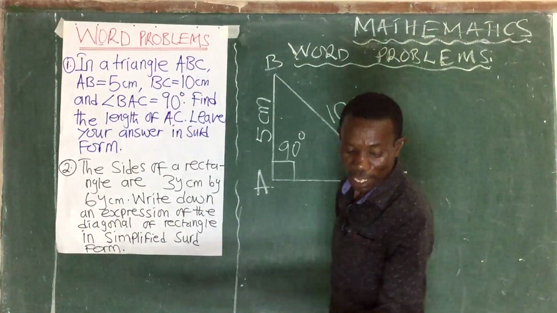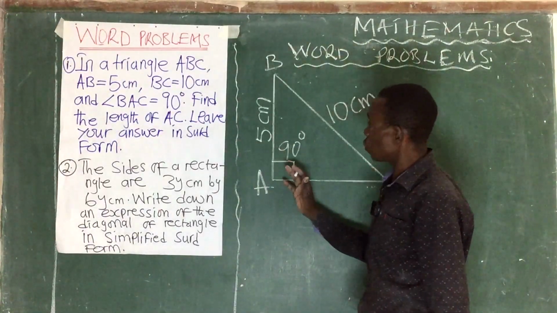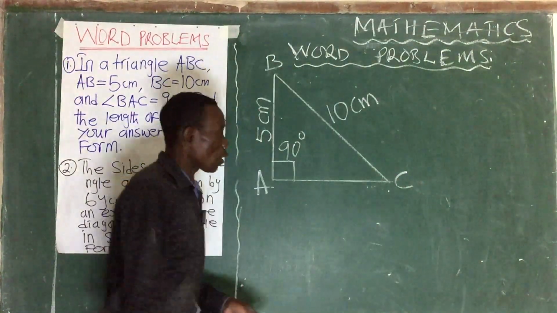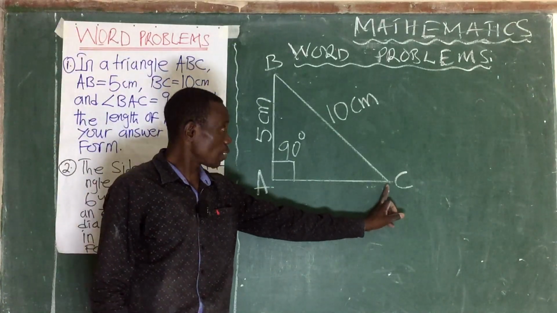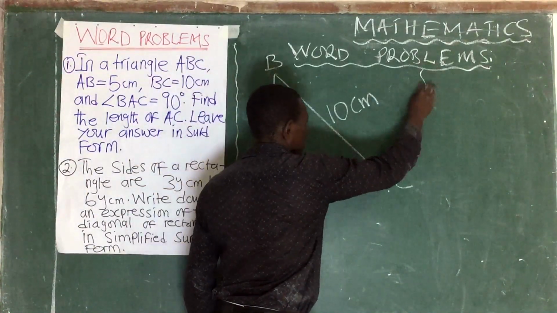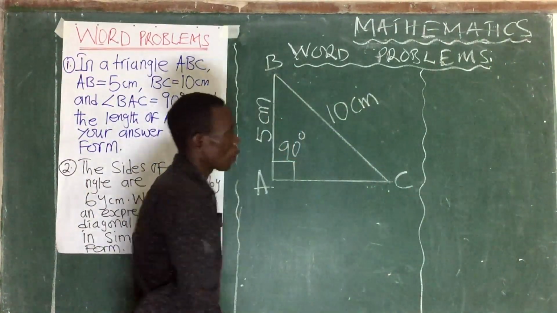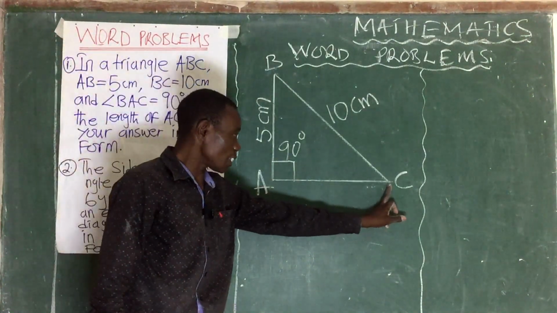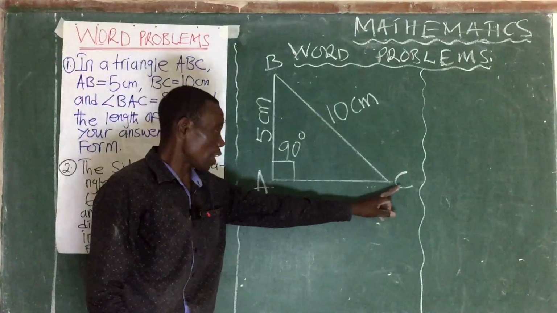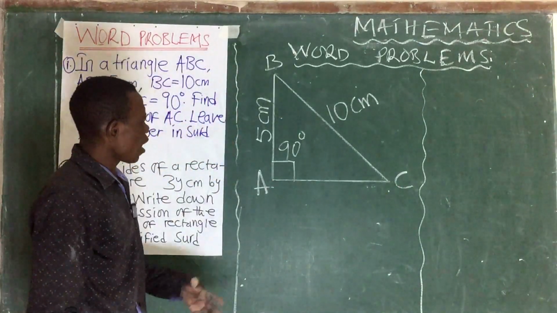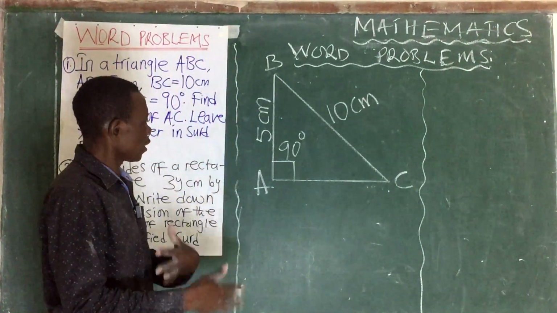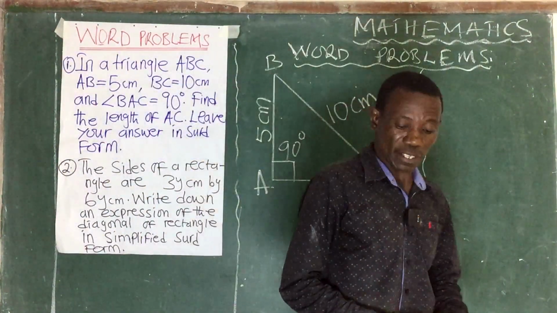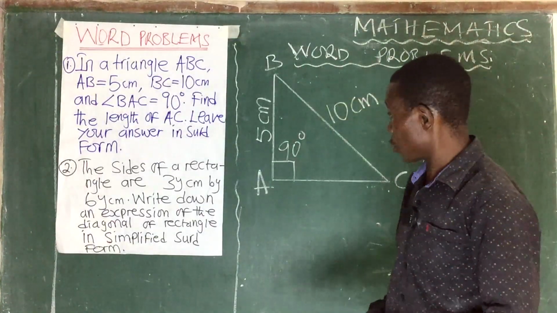So here, what we are asked to do is simply to find the value of what? AC. In this case, our AC is this one here. Right. Now, how are we going to find the value of AC? As a mathematician, always try to detect what procedures we can take in order to solve the question.